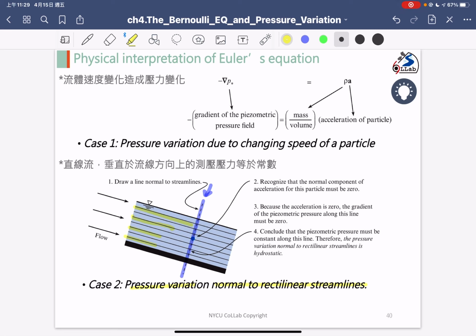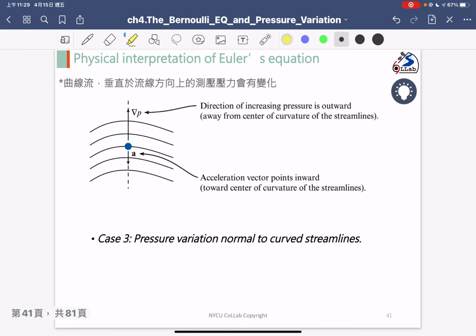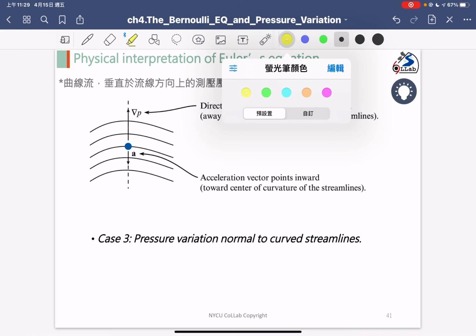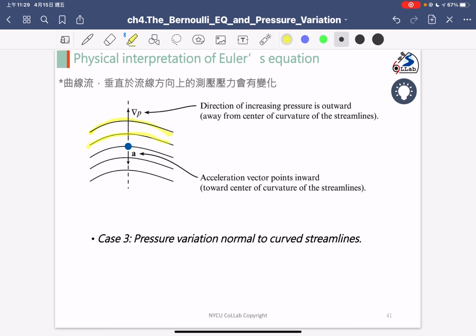Sometimes we don't have the pressure variance along the normal to the streamline. Some of these cases have more detailed interpretations, and you can look at them yourself. In case 3, if your streamline is a curved line, and I plot one normal line to the streamline, there is a pressure variance, because along the normal direction we have accelerations.